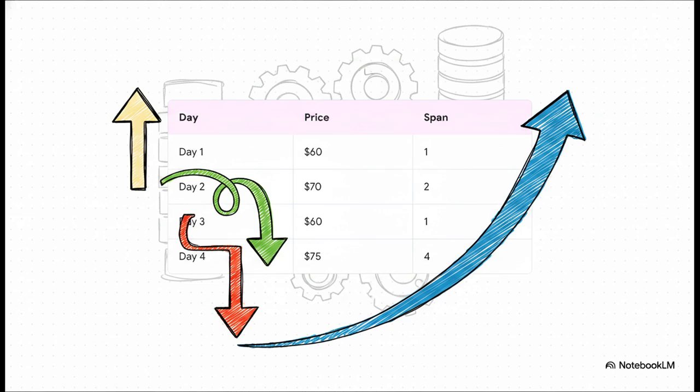But look at day 4, jumping all the way to $75. It's higher than days 3, 2, and 1, giving us a span of 4. See the pattern? The span accumulates when prices rise, but resets the second they fall.